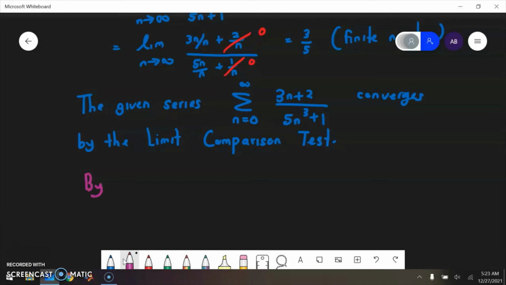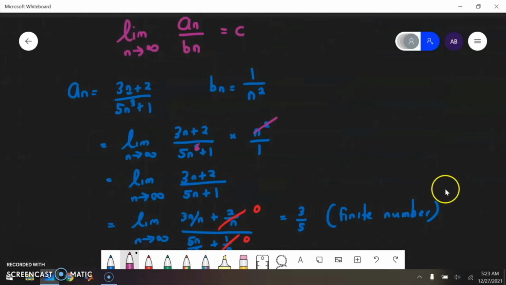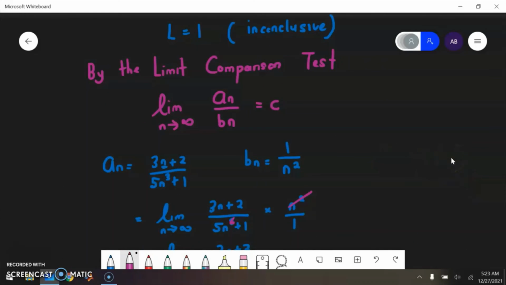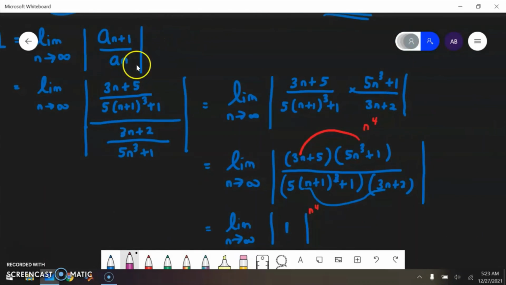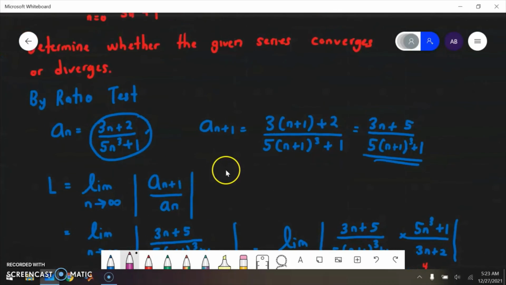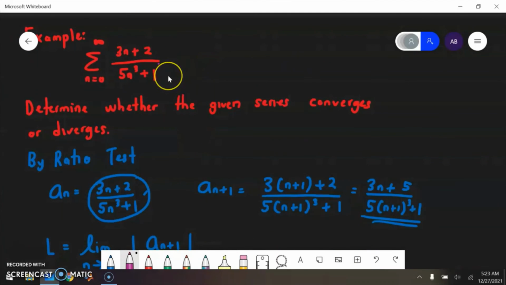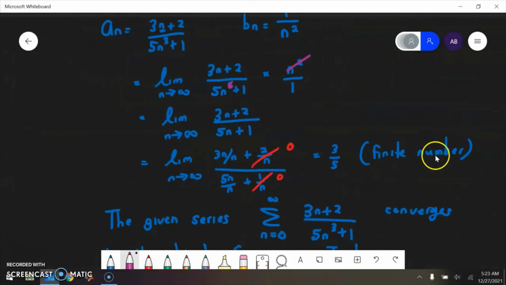Okay, now let's try the absolutely convergent test. Nothing is going to change here. There's no negative sign here. So even if you apply the limit, the absolute value to the given term, (3n plus 2) over (5n cubed plus 1), it's not going to change. This is never going to be absolutely convergent, okay?